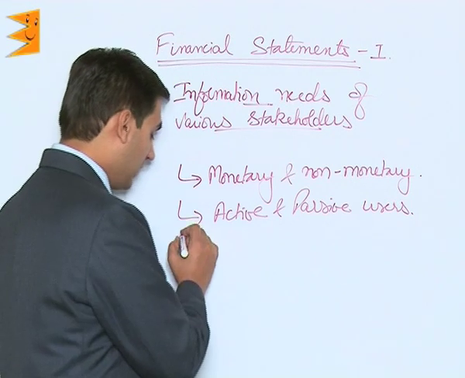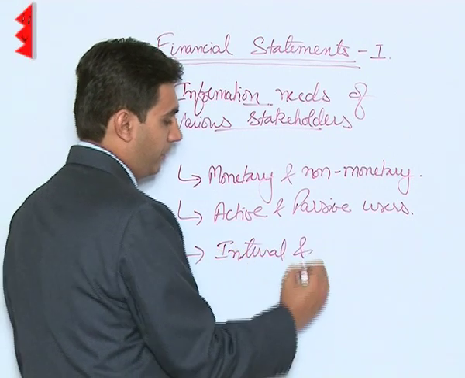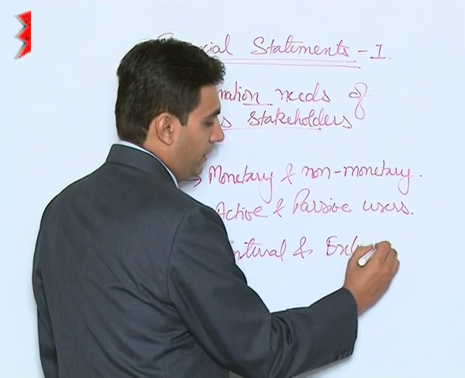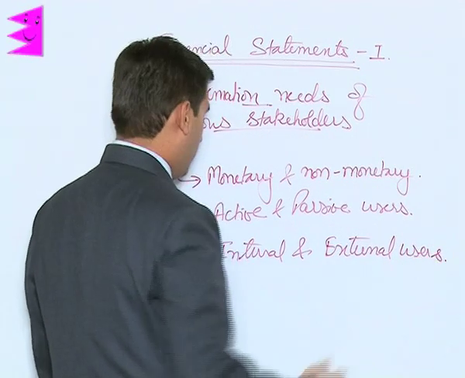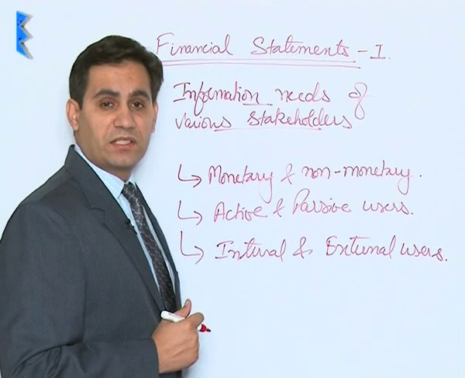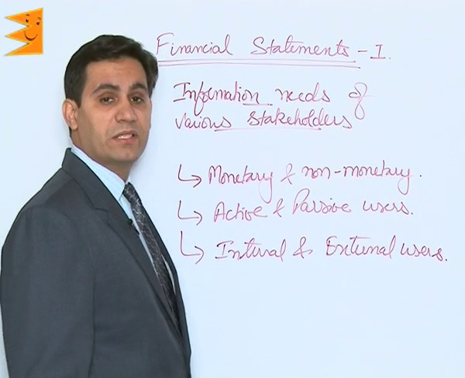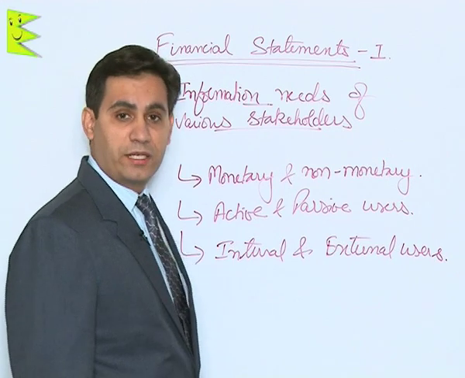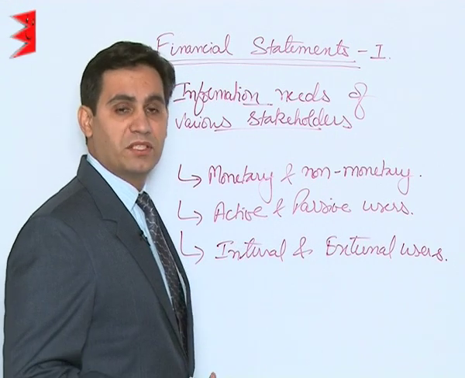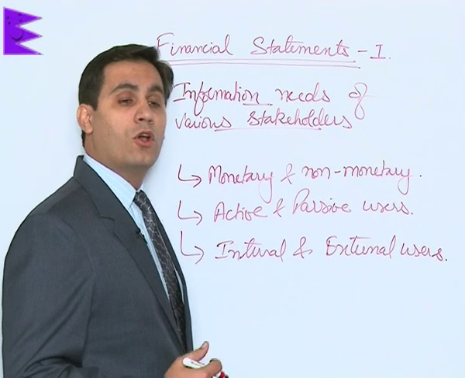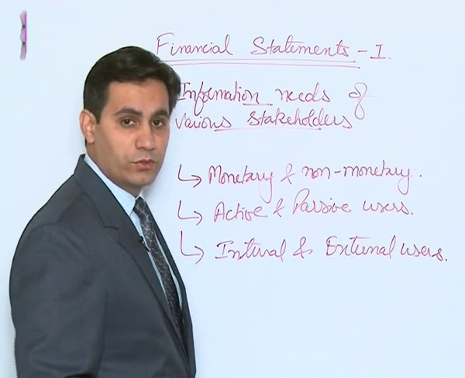Then they can be further classified in the category of internal and external users. That is those parties who are from inside the business, like management, like the owners, like the workers. They are from inside the business and hence are interested in the financial statements of a business. Whereas external users are like people, you and me, who are outside the business, who plan to invest in the business or plan to lend something to the businessmen. So we are under the category of external users.